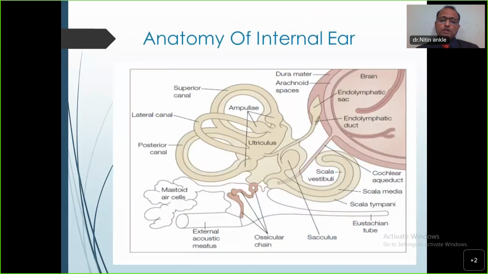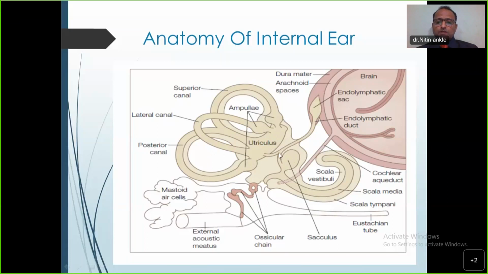Now, before we go into the details of the disease, I'll brush up your knowledge of the anatomy of the inner ear. We know the inner ear is made of three parts: the cochlea, the vestibule, and the semicircular canals. In the semicircular canals, we have the superior, the posterior, and the lateral semicircular canal. The vestibule is made up of the utricle and the saccule.